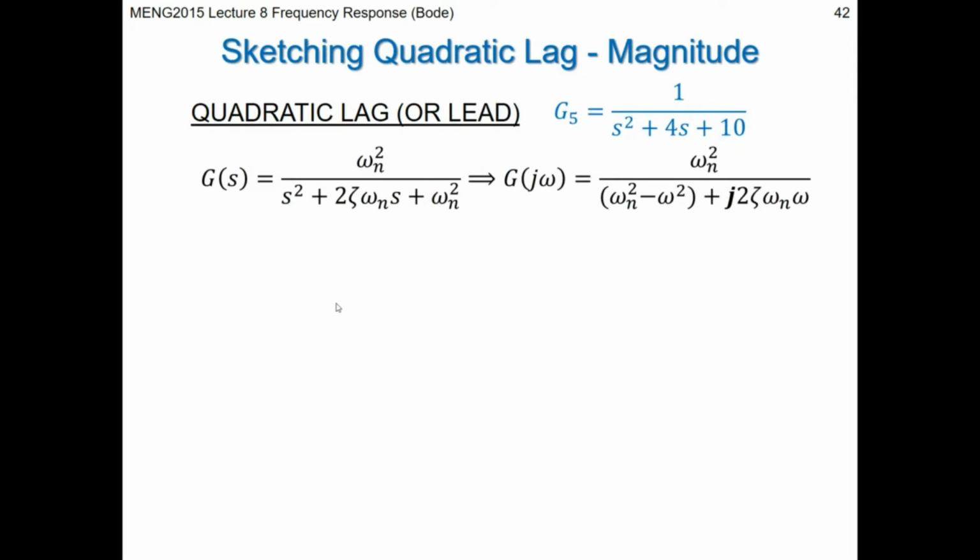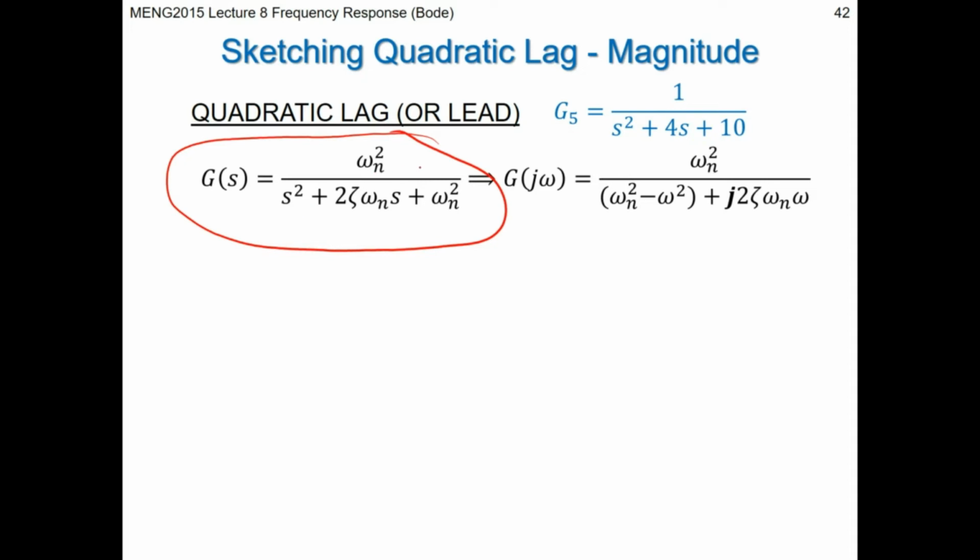Right, we're going to do the quadratic part now. So this, of course, is the most complex one. And our G5 is this. So how do we plot the magnitude for that? How do we plot the phase for that? And can we see some general patterns that come out of it? So same approach as before. So again, dealing with it generically, using our standard second order or prototype second order transfer function here.